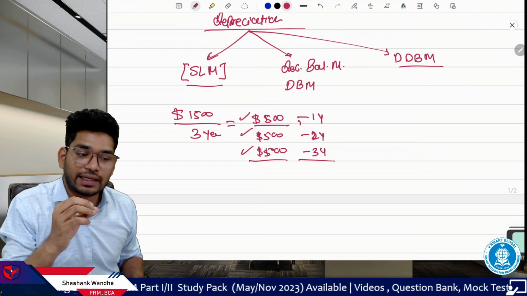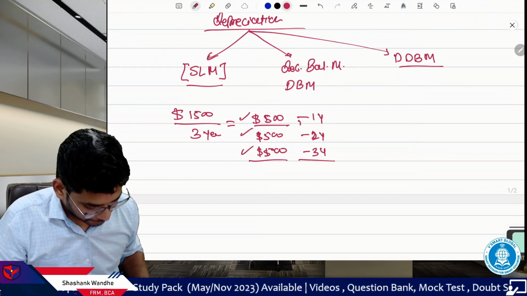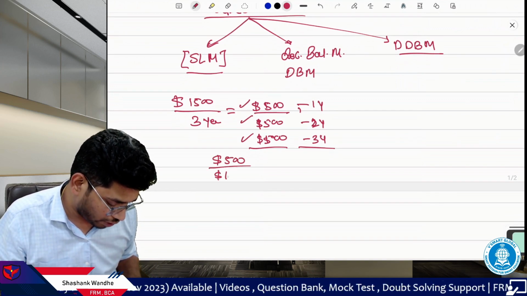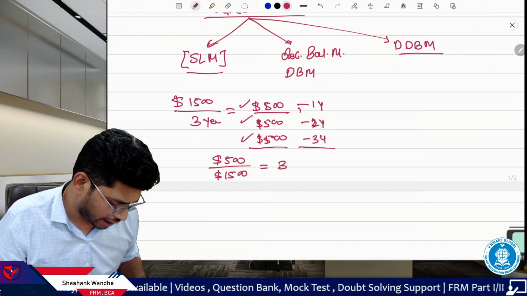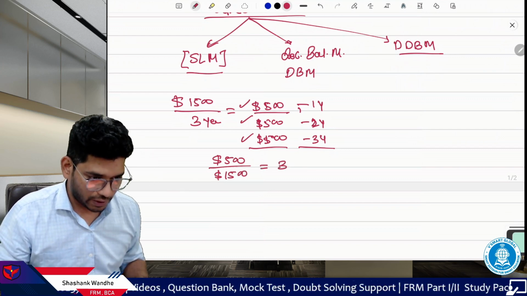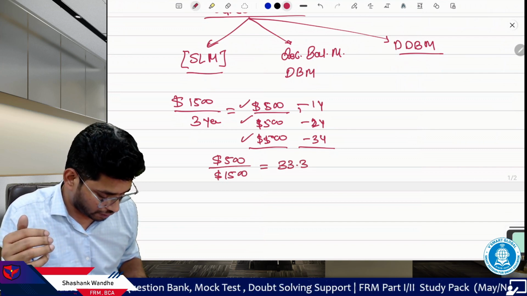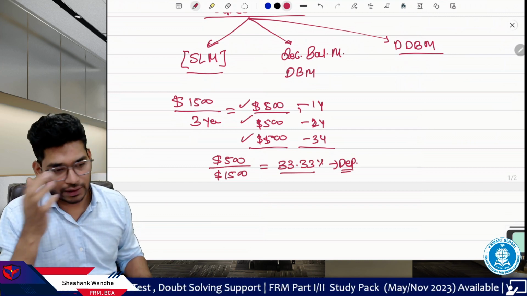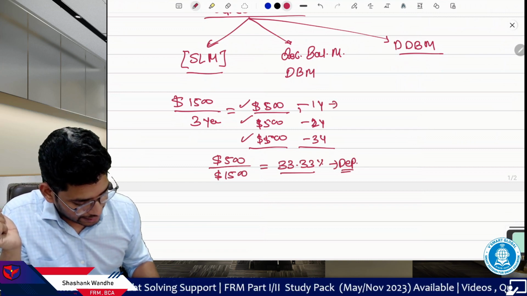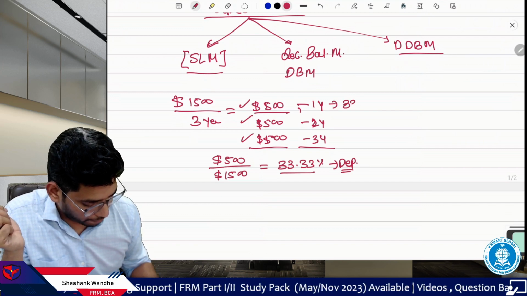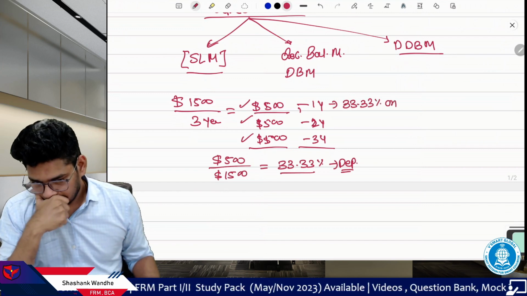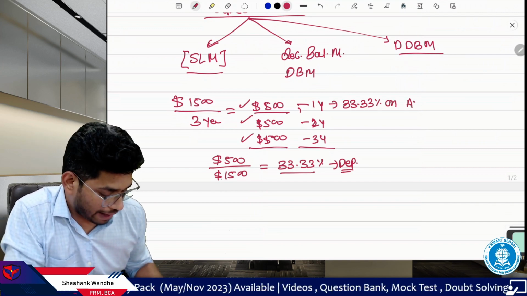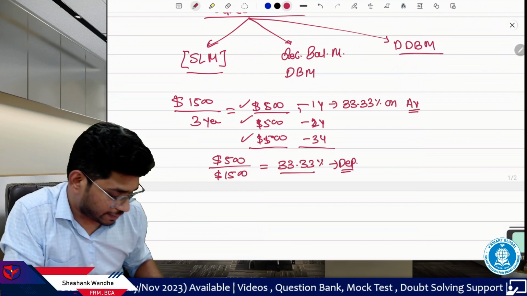We can also calculate the rate of depreciation from this. How? $500 is depreciated every year, and the total cost of the asset is 1500. I guess it should be approximately 33.33% depreciation. Okay, so this is 33.33% on, excuse me, on asset value or cost of purchase.